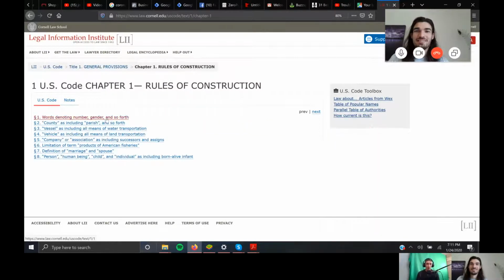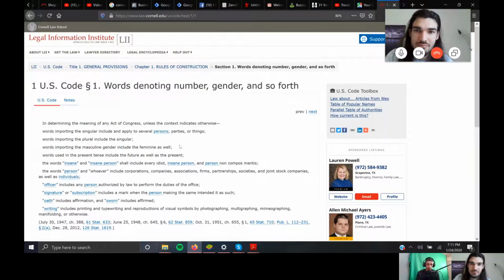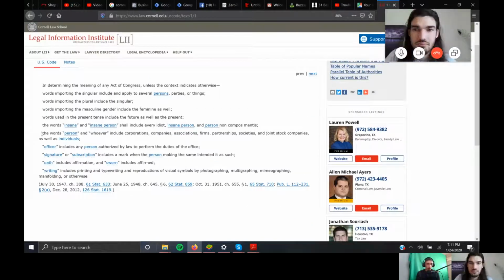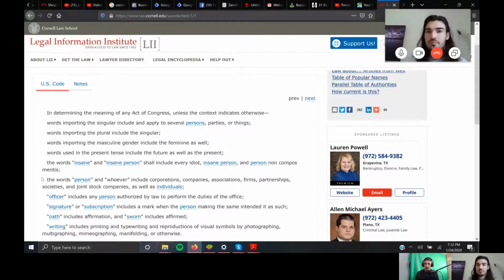So I'm going to take us through a few. This is U.S. Code, Chapter 1, Section 1. Words denoting number, gender, and so forth. So this is definitions. Okay? I'm going right here to the 6th line. Can you see it all right? Person and whoever includes corporation, companies, associations, firms, partnerships, societies, and joint stock companies, as well as individuals. Yep. So that is page 1 of U.S. Code. Page 1. Very important.